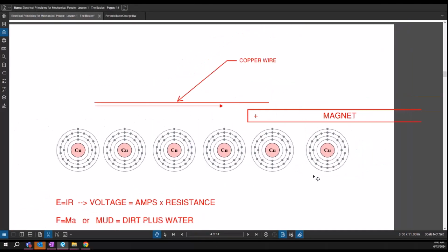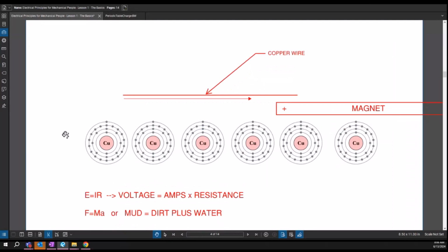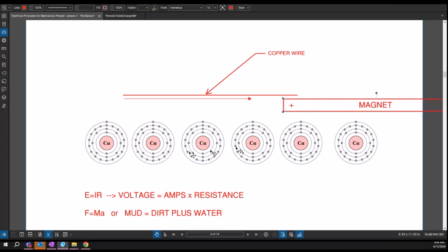So this copper wire that you see here has a bunch of copper atoms in it, because that's what copper wire is. When I move the magnet this way, those copper atoms don't actually move. The valence electrons move. So this one will go here, and this one will go here, and this one will go here, and so on and so forth. Does that make sense?